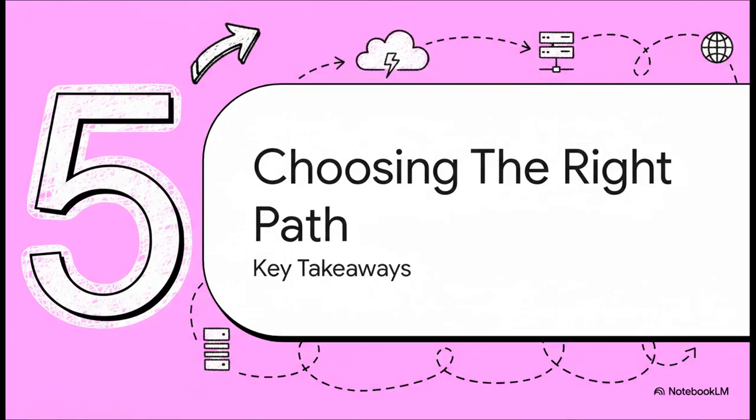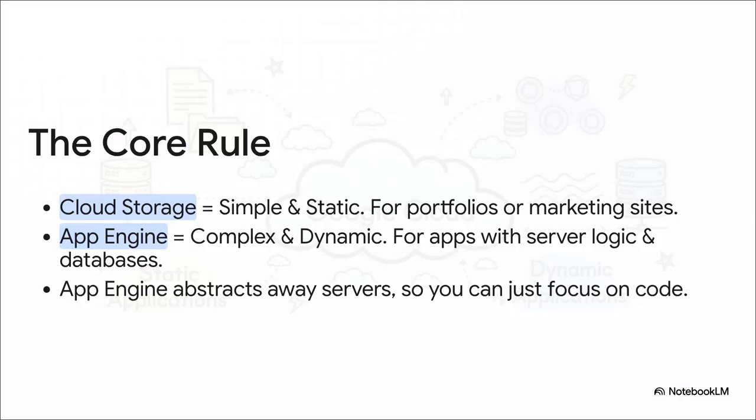All right, let's wrap this up. Let's boil everything we've talked about down into one final, super clear takeaway that you can use on your next project. Here it is. This is the core rule you need to remember. Cloud storage is for things that are simple and static. It's perfect for a portfolio, assets for a blog, or a basic marketing site. App Engine is for things that are complex and dynamic. It's the go-to choice when your app needs server-side logic, user accounts, or connections to a database. It just takes care of all the server stuff for you.